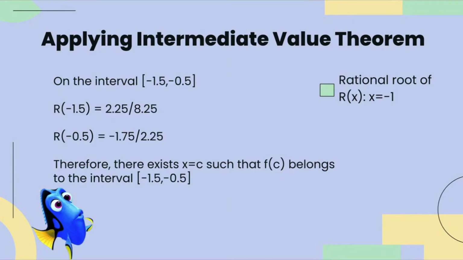Since the value changes from positive to negative, that indicates that the function crosses the x-axis. Therefore, according to the intermediate value theorem, there exists x equals c such that f of c belongs to the interval -1.5 to -0.5. And we know that number is our rational root of -1.